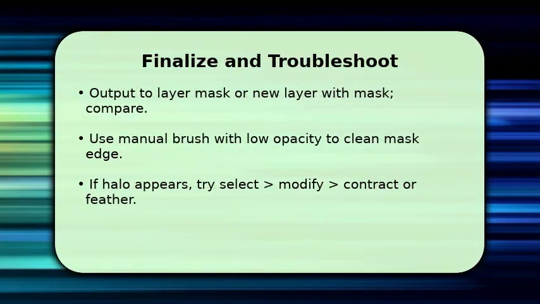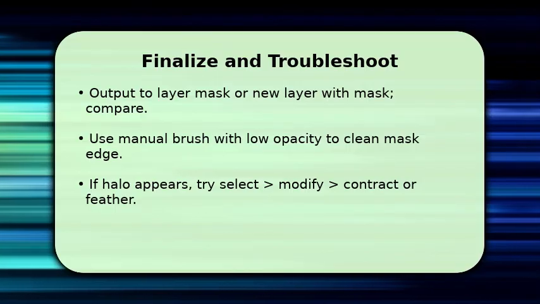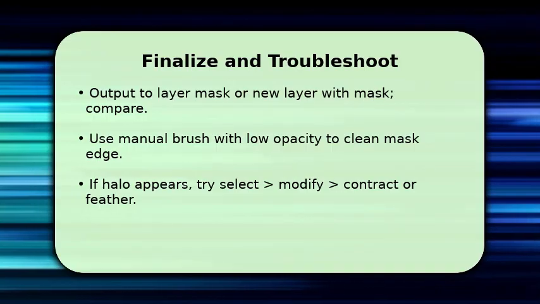You finish by outputting the result to a new layer with a mask, so you can keep both versions. Inspect edges at 100% and use a soft low-opacity brush on the mask to manually paint in or discard stray matte pixels. This final pass fixes small errors the automated tools missed.